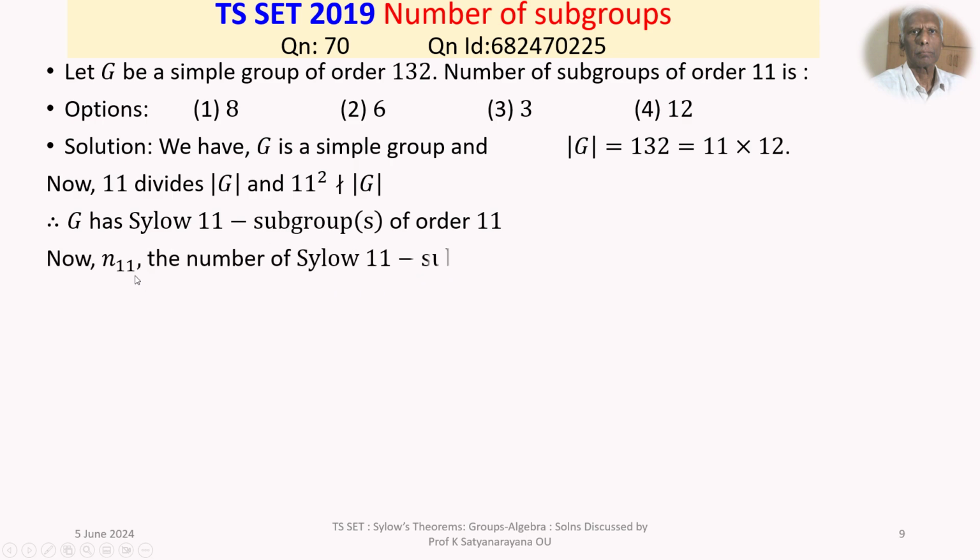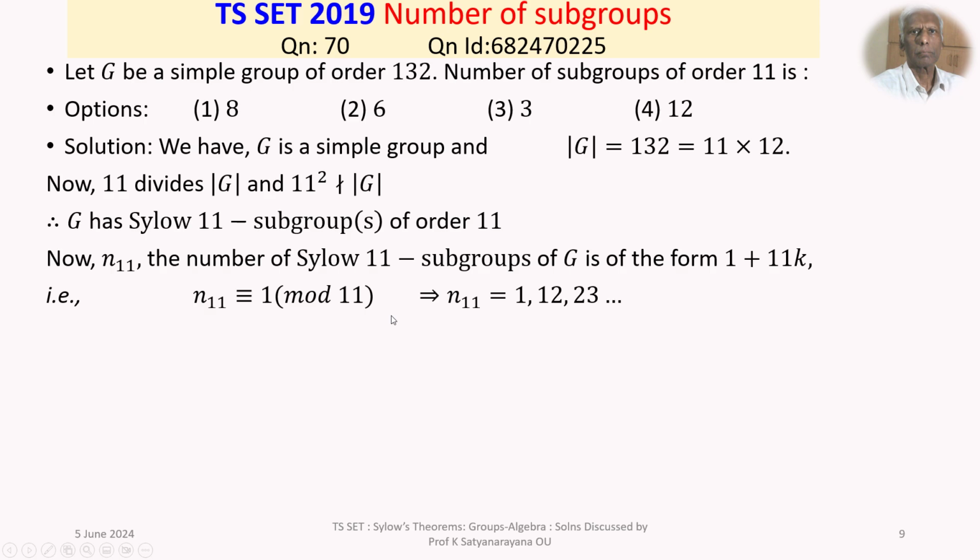So now let's count how many. N11 stands for the number of Sylow 11 subgroups of G, and it is of the form 1 plus 11k. That is, N11 is congruent to 1 mod 11. And N11 divides 12, the product of the factors which are free from 11. So N11 divides 12. N11 is equal to 1 or 12. These are the only two possibilities.